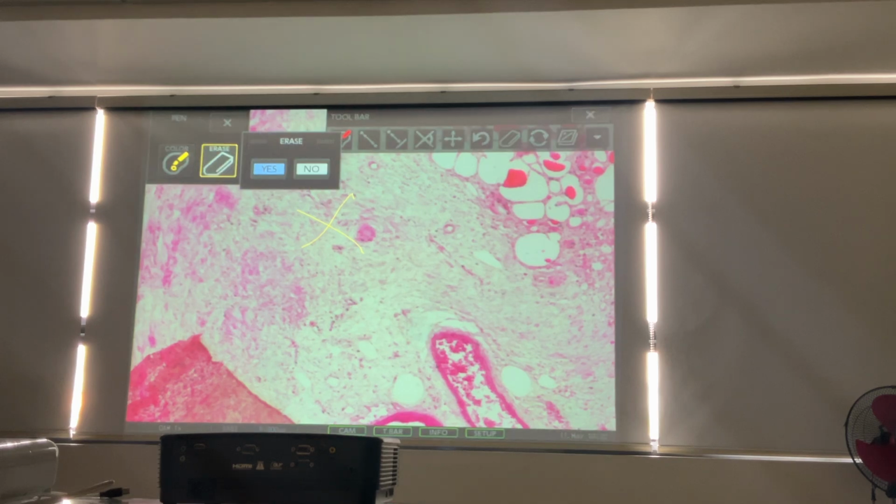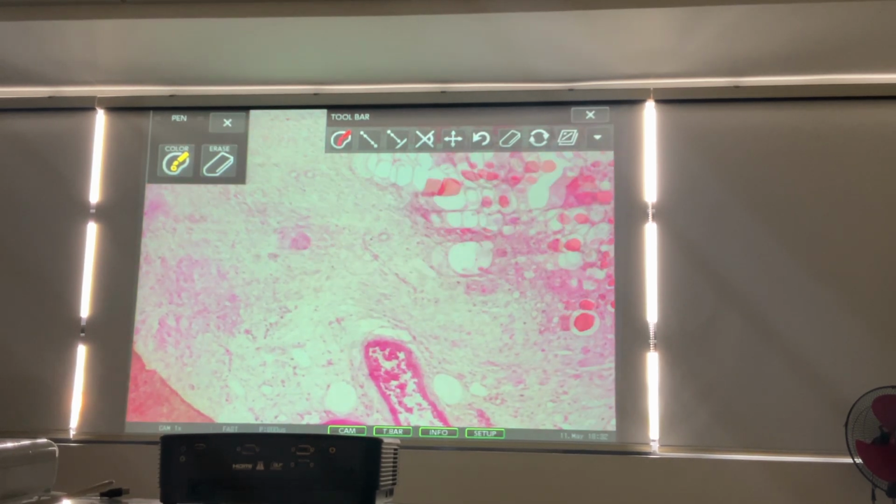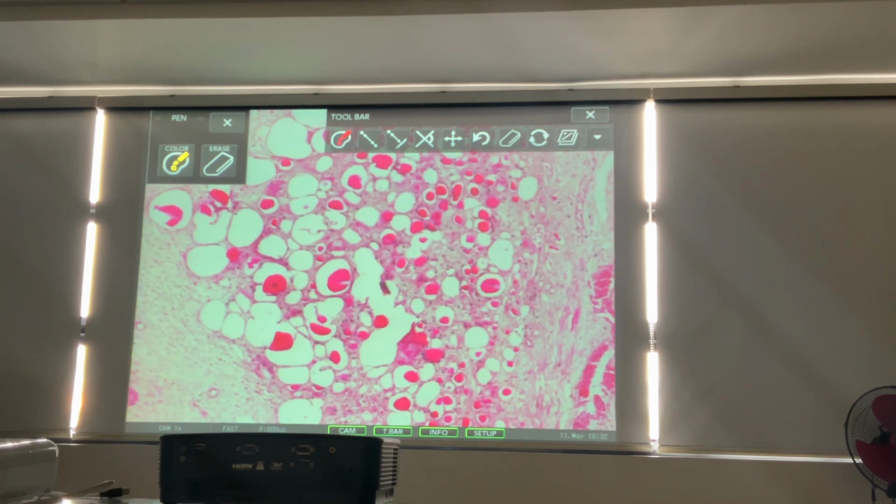fibrous connective tissue. Now there are 4 tissue hallmarks for your chronic pyelonephritis. The first one is this: thyroidization of the kidneys or the renal tubules.